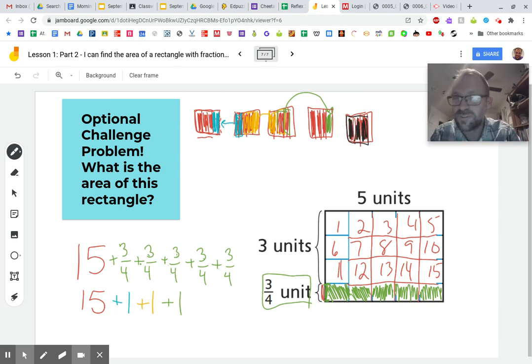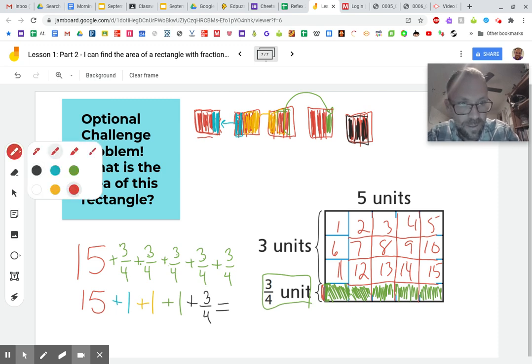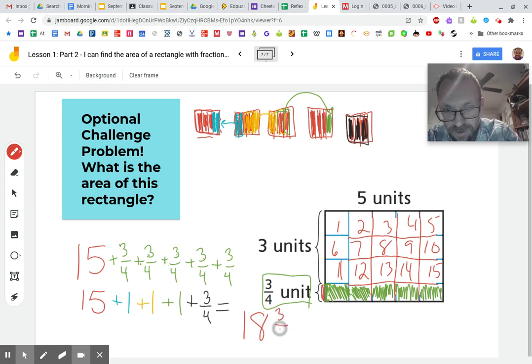So we've regrouped. We've treated the fourths almost like puzzle pieces or like pieces on a game board. We've regrouped them. I've tried to use color to show that a little bit. I hope it's clear enough. And we've come up with 15 plus 1 plus 1 plus 1 plus 3/4. So that we can do. That's going to be 15, 16, 17, 18 and 3/4 square units.